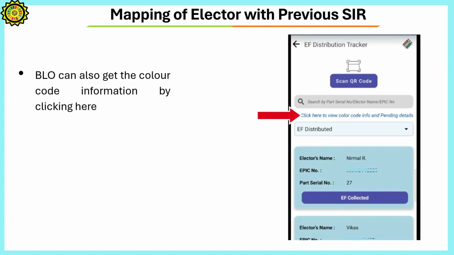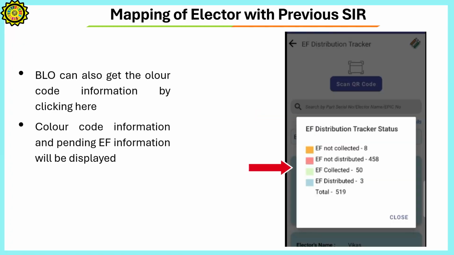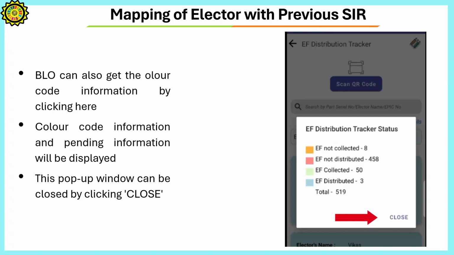BLO can also get the color code information by clicking here. Color code information and pending enumeration form information will be displayed. This pop-up window can be closed by clicking the Close button.